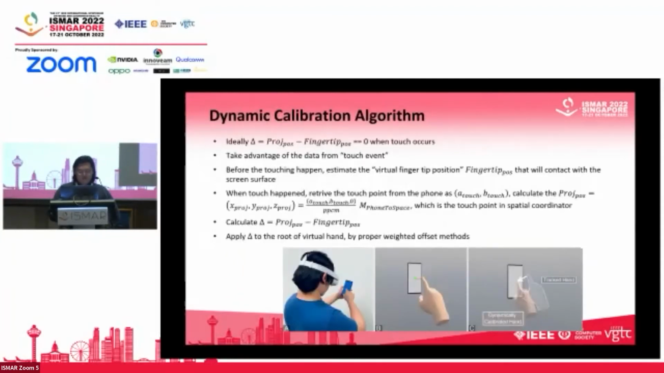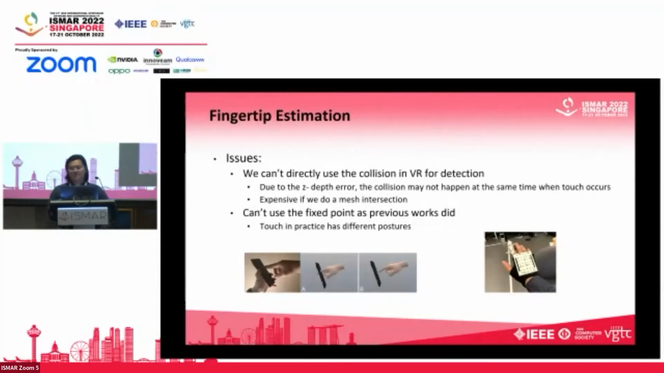That is simple, right? But once we tried to deploy it, we found an issue called fingertip estimation. If you are doing VR and familiar with development, you will realize that we cannot directly use collision detection in VR. Because once the touch happens, your virtual finger has potentially already penetrated or is floating there, so there's no intersection in the game engine. And it's very expensive to do a mesh-based intersection in real time. Previous work, specifically measurement studies, always estimated that a fixed fingertip is used. For example, if you're using a Vicon marker, you pretend the point will always be here. It works for studies, but in practice there are different postures, so it's better not to do so.